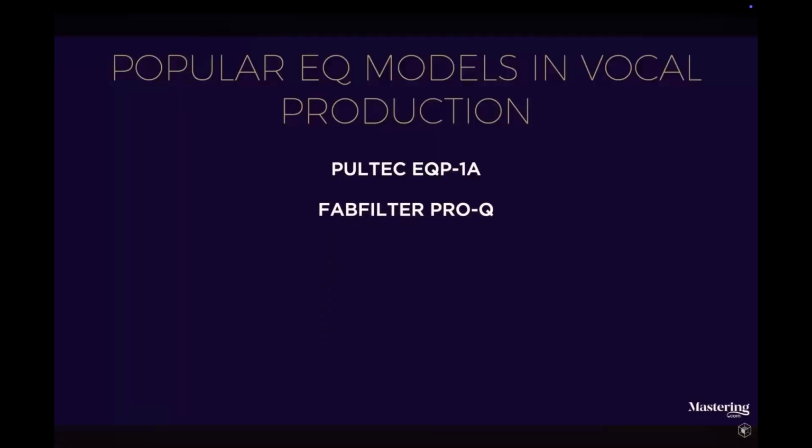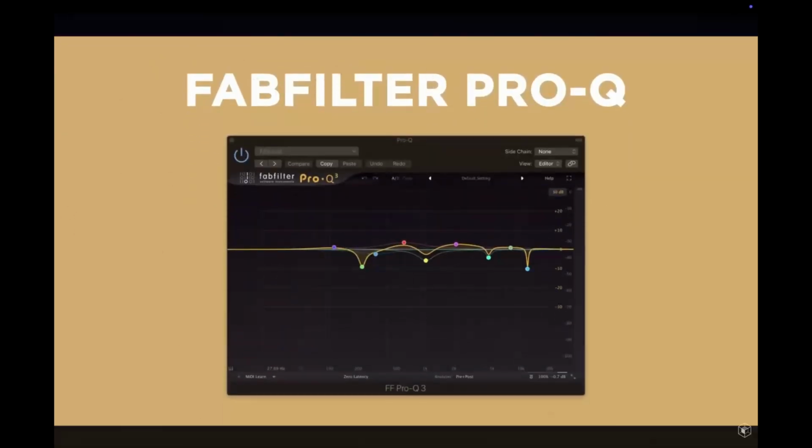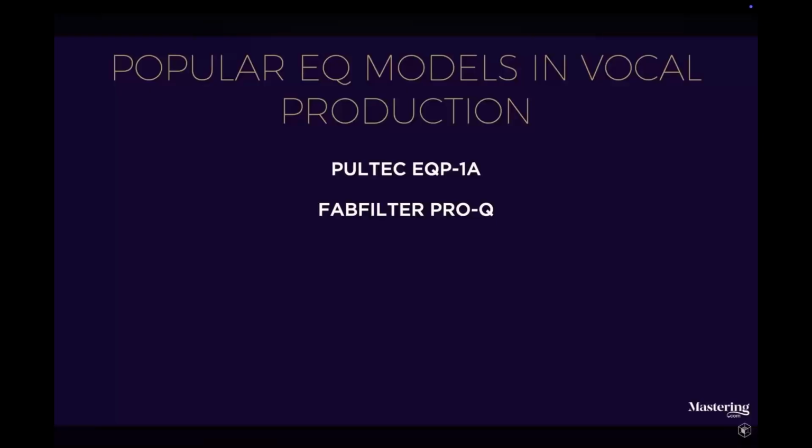FabFilter Pro Q. FabFilter Pro Q is a versatile digital EQ plugin known for its intuitive interface and transparent sound. It offers precise control over frequency bands with features like dynamic EQ, linear phase mode, and per band mid-side processing. In vocal production, Pro Q is used for detailed tonal shaping, surgical corrections, and dynamic EQ tasks.